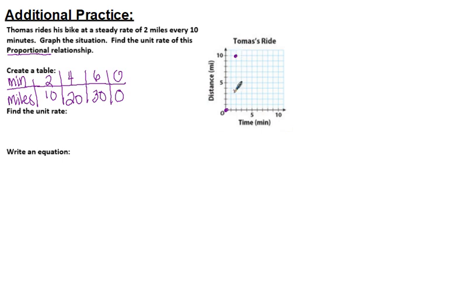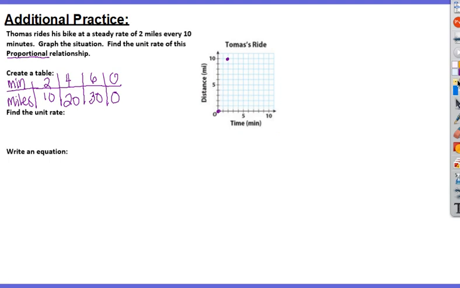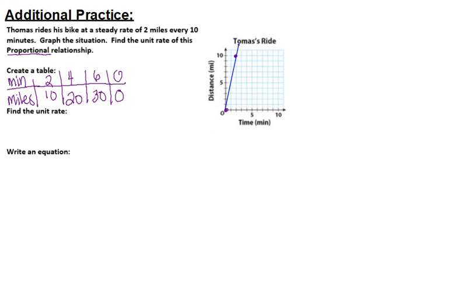And really that's all we can graph because the graph doesn't have any more room besides that, right? So that's all I can graph, so I'm going to connect these points like so. So there's Thomas's graph for his ride.